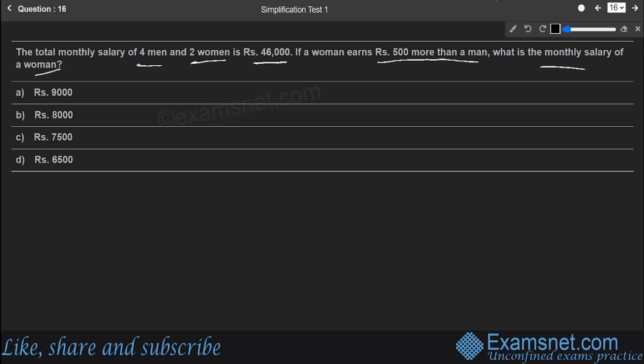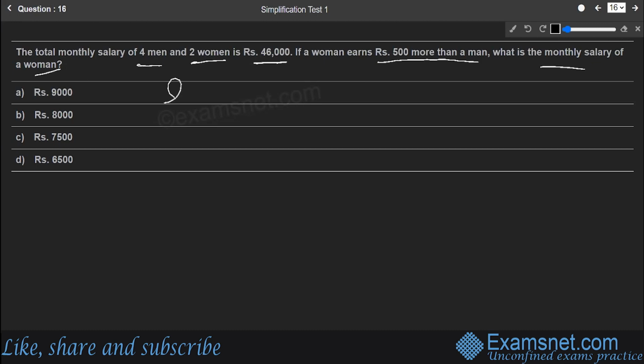We can assume anything out of them. We can assume either the strength of men, or the strength of women, and then accordingly the other thing can be calculated. The total monthly salary of 4 men and 2 women is this much. A woman earns 500 more than a man.